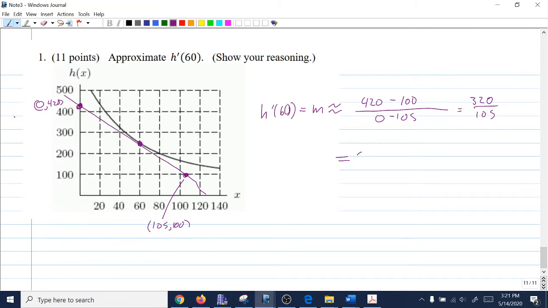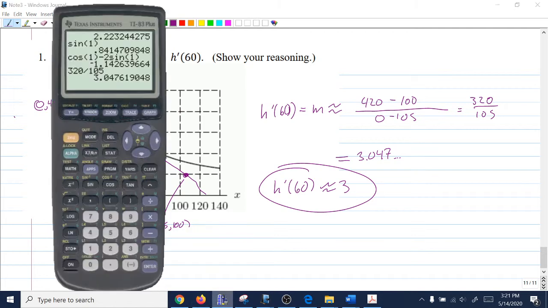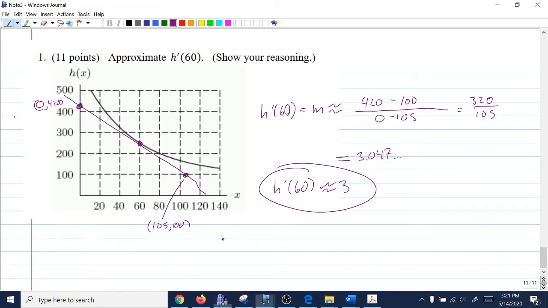So I'd say h prime of 60 is about 3. If you've got 3.1 or 2.8 or whatever, this is an estimate. Don't feel weird if you got different points than I did and got slightly different numbers. But your answer should be pretty close to, -3, dang it. Right? Yeah, 0 minus 105 makes -105, makes this a -3.